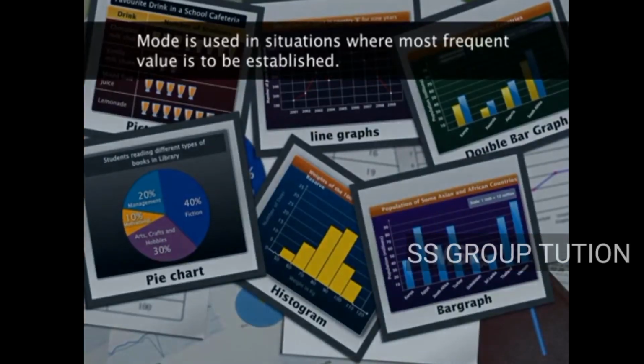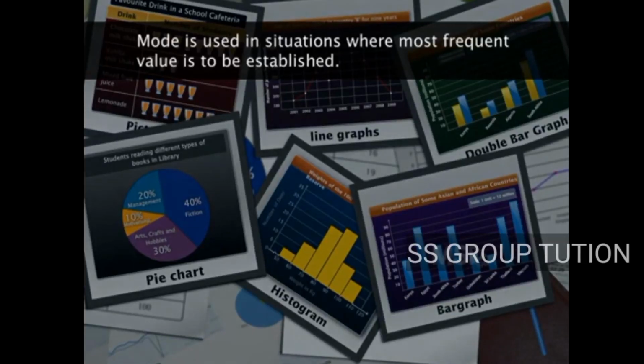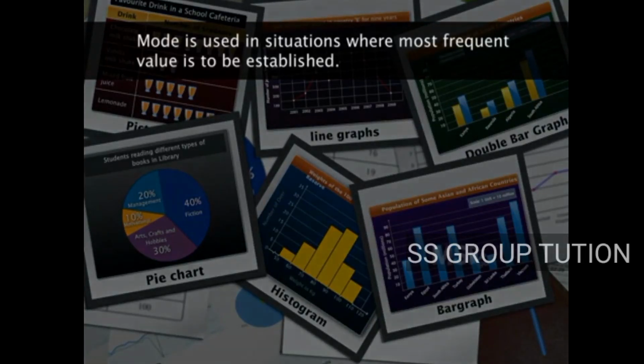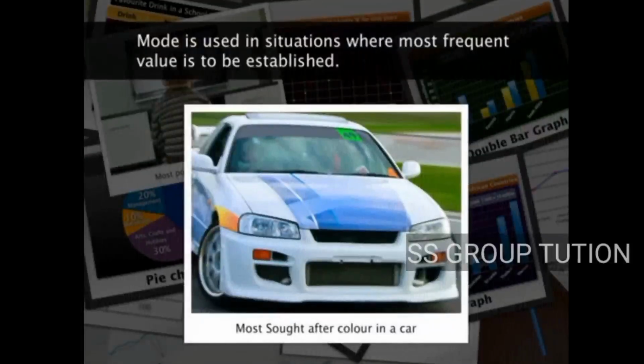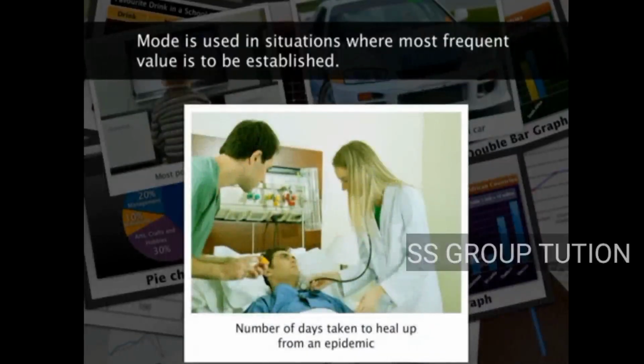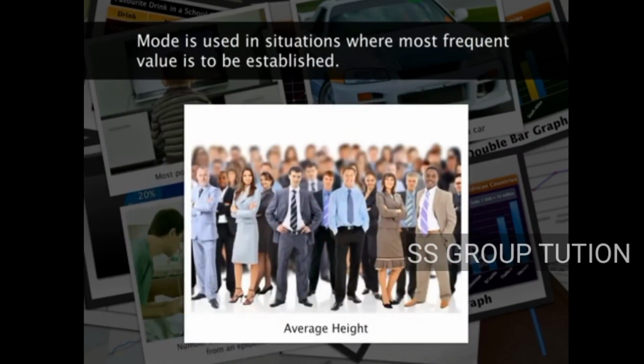In situations that require establishing the most frequent value or most popular item, the mode is the best choice. For example, to find the most popular TV program being watched, or to find out the color of the car most in demand, or to find out the number of days taken to heal from a particular epidemic disease, or to find the average height of people, or in other words, the height most people have, and so on.